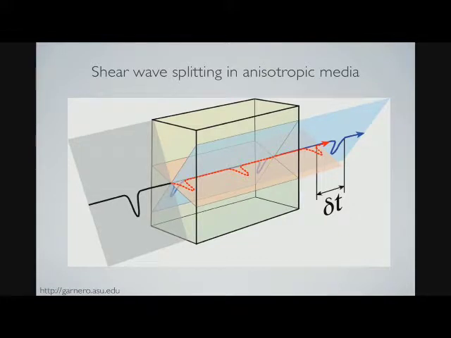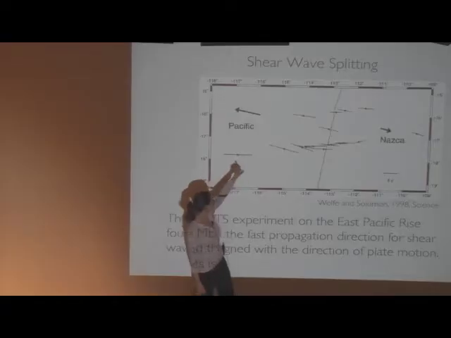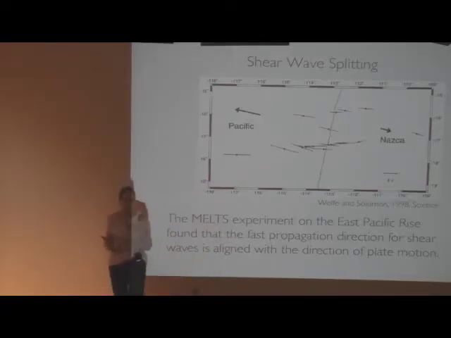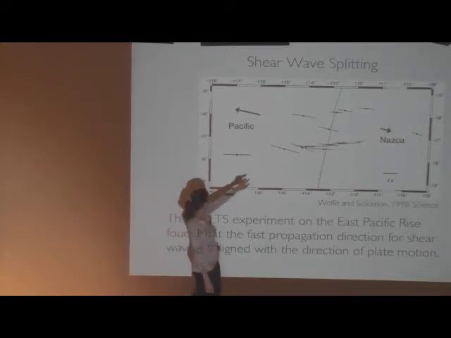This was hypothesized going back to the 60s, that there should be seismic anisotropy. And there was a very nice experiment done on the East Pacific Rise in the 1990s. This is one example of the results from this experiment. This is the ridge axis coming down here, the East Pacific Rise. So we are way out somewhere in the Pacific Ocean with the Pacific and Nazca plates spreading apart from each other. And these are the shear wave splitting measurements that were made by Wolf and Solomon.